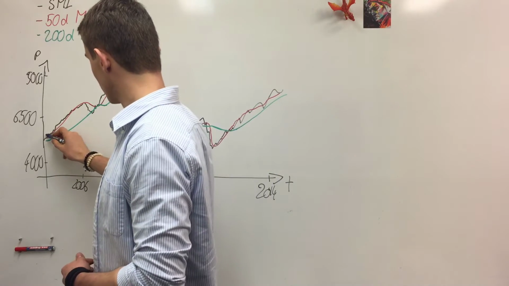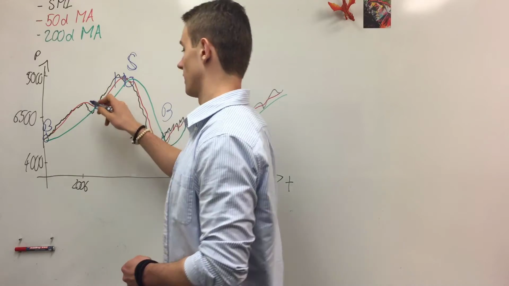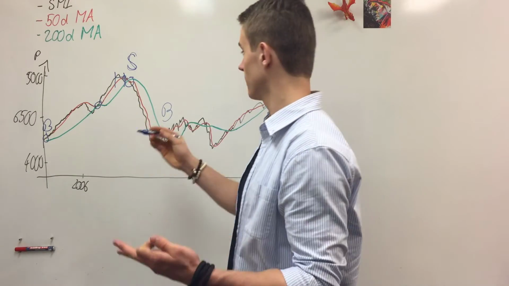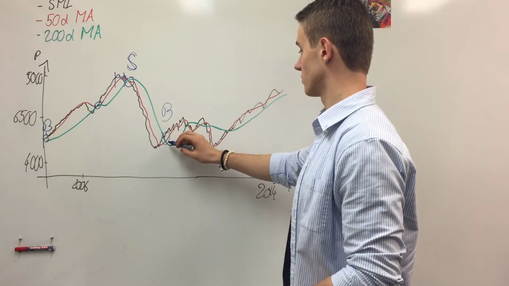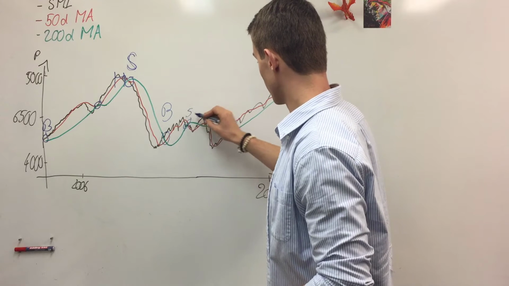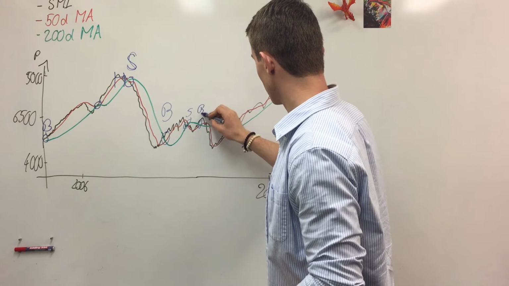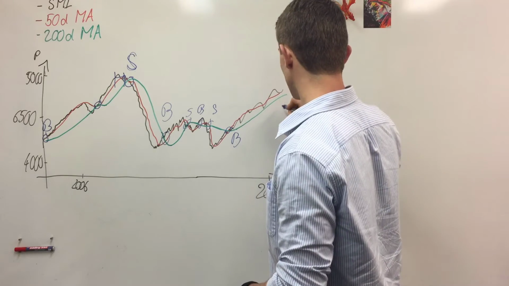You would have probably bought around there. You would have done some buying and selling there, but it doesn't really matter. Then you would have sold there for a big profit. Then you would have bought almost at the beginning of the rise. You would have sold there, bought there, sold there, bought there, and still be holding it.